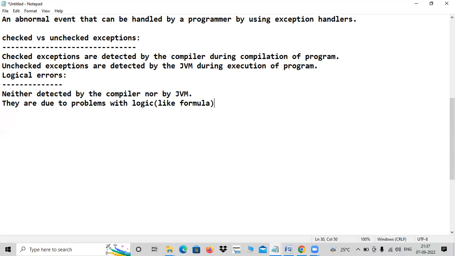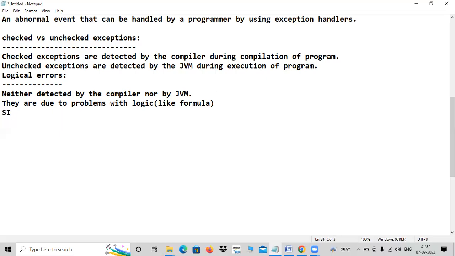How can I know? Because I cross-checked mentally. Oh, 5 plus 7, it is 12. One time, two times, I repeated. Every time it is saying 5 plus 7, 12. Then I checked the formula. Oh, you have written 5 minus 7. So they are due to problems with logic, like formula.